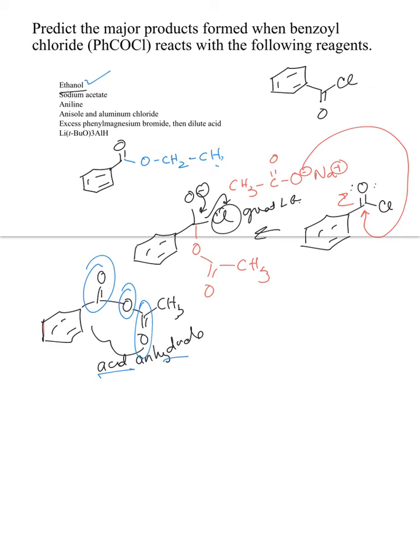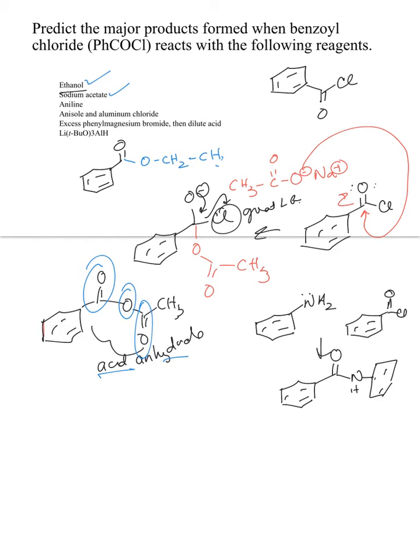Okay, the next one, aniline. Well, you all talked about primary amines with acid chlorides. That's an acylation of an amine. So that's going to be an amide. Anisole, you might not know that structure. You might have to look it up, but it's OCH3. And now you've got aluminum trichloride.